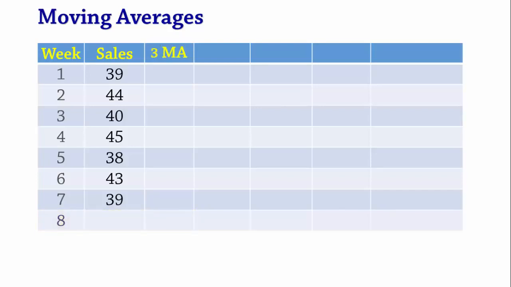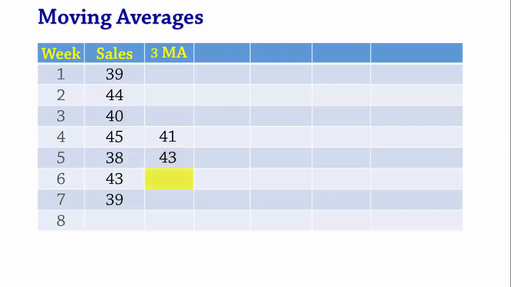We start by calculating the moving average for the 4th week. That is, we average the sales values for the first 3 weeks to produce a moving average forecast for week 4. Thus, the moving average forecast for week 4 is 39 plus 44 plus 40 divided by 3, which gives 41. Next, we average weeks 2, 3, and 4 sales to obtain the moving average forecast for week 5. That is 44 plus 40 plus 45 divided by 3, which gives 43.